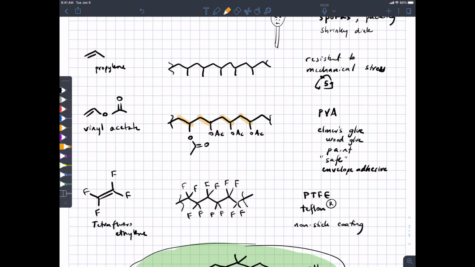It's also used as a plastic in some applications, like the coating on your pots and pans in Teflon. If you have little black flecks, you need a new pan.